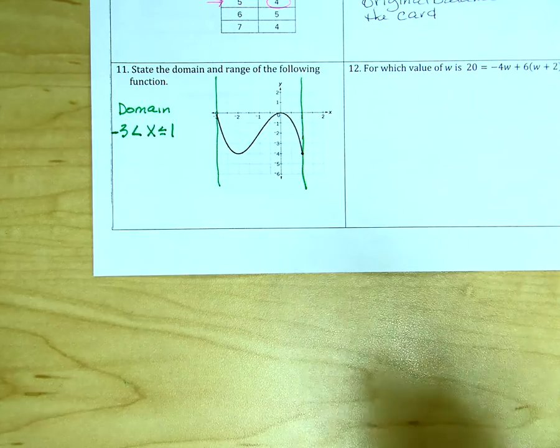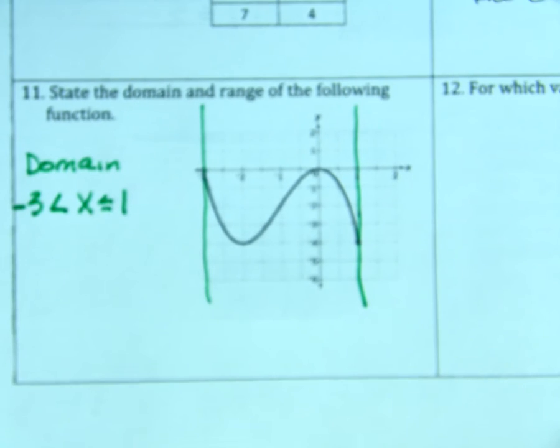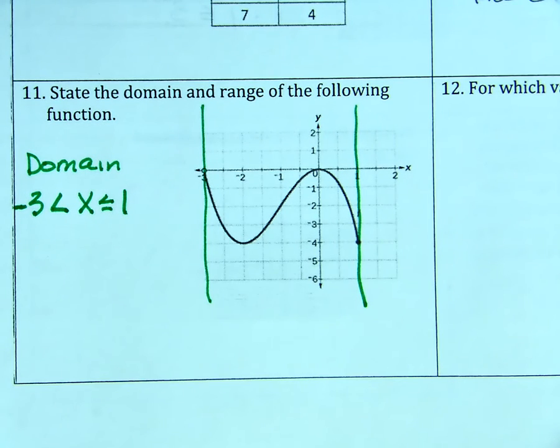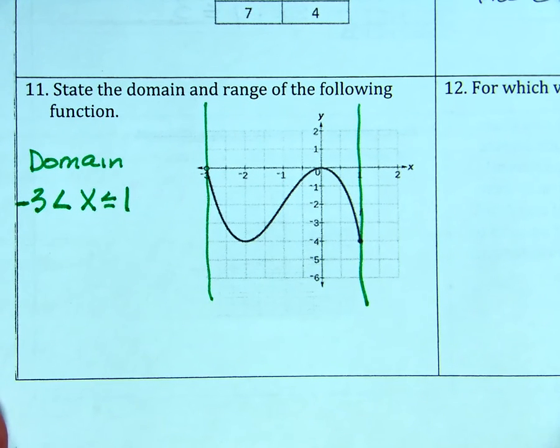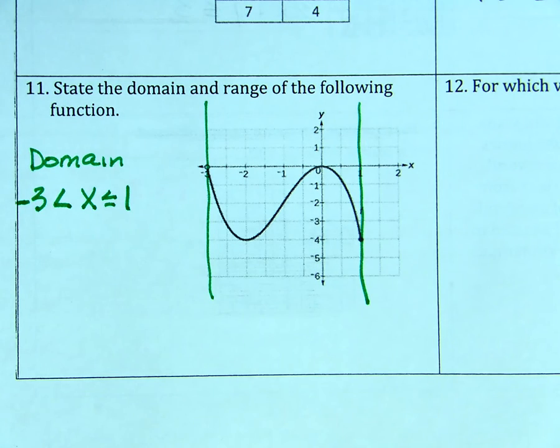Okay, I'm going to make that horrible noise by blowing this up a little bit. Sorry about that. Okay, so that should help you on number 11 to see -3 to 1 for the domain.